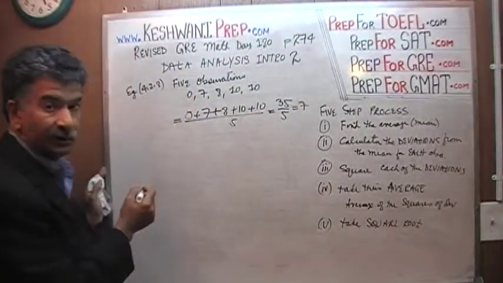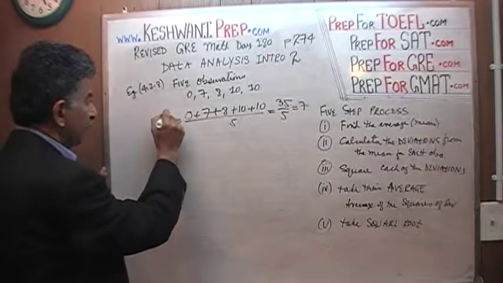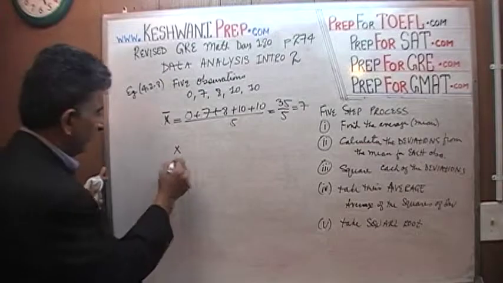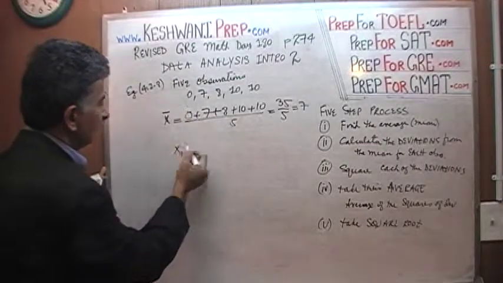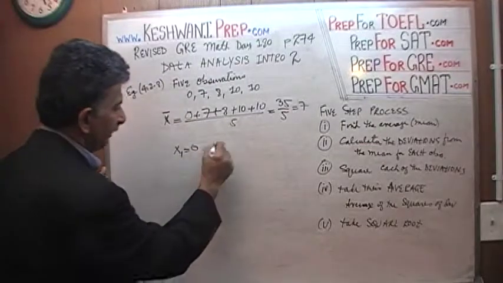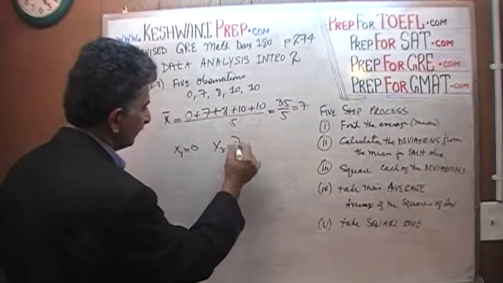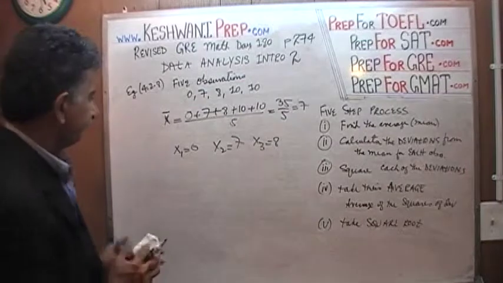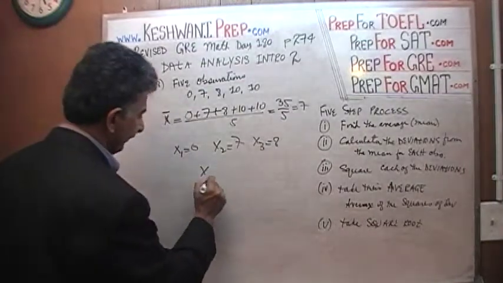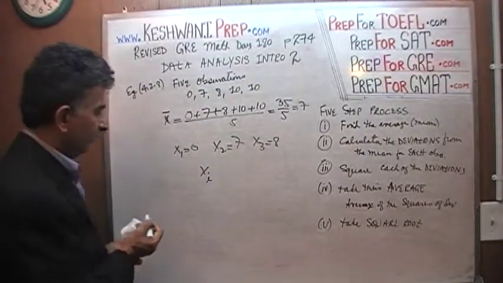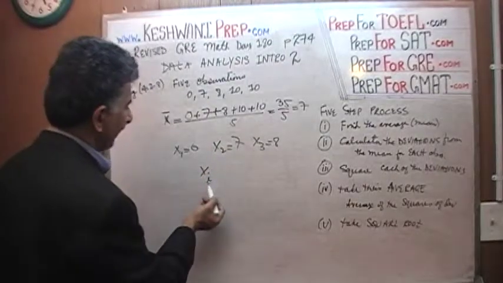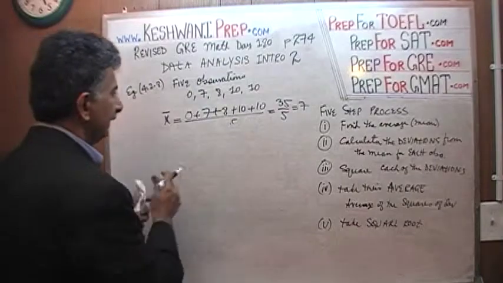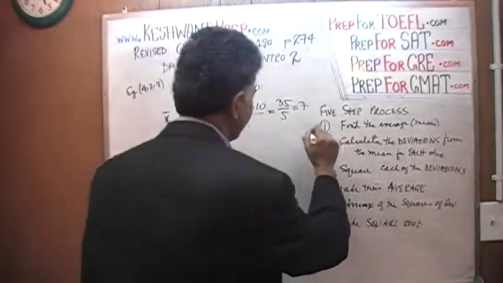And that is usually denoted with the X with the bar on the top. That means average. Simply X means one of the observations here. For example, X1 here would mean 0. That's the notation. X2 means the second observation, which is 7. X3 is 8, and so on and so forth. And the general notation would be Xi, i being whatever the number that is. So if i happens to be 3, then X3 would be 8, and so forth. So X bar here, the mean, is 7. That's step number 1, find the average.